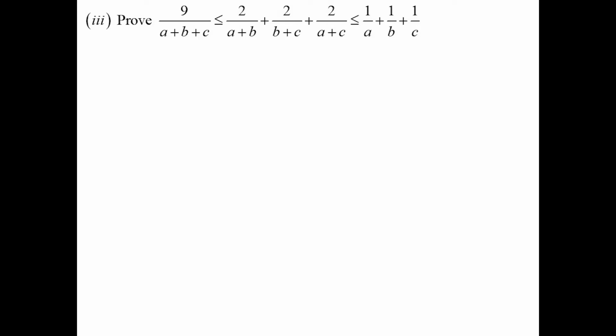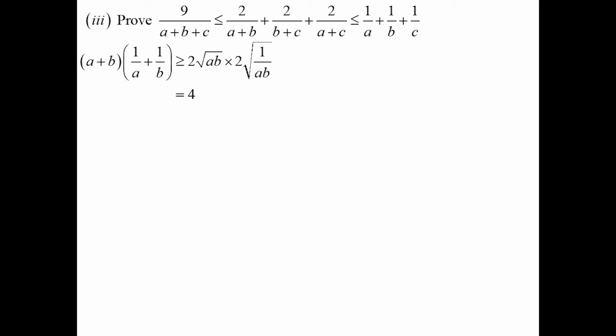9 on a plus b plus c is less than or equal to 2 on a plus b plus 2 on b plus c plus 2 on a plus c, and that's going to be less than or equal to 1 on a plus 1 on b plus 1 on c. Arithmetic mean, geometric mean, but you'll notice I've done two of them. The first one there is a plus b is greater than or equal to 2 times the square root of ab, so we know that to be true. And 1 on a plus 1 on b will be greater than or equal to 2 times the square root of 1 on ab. Therefore, if I multiply them together, that should be true.